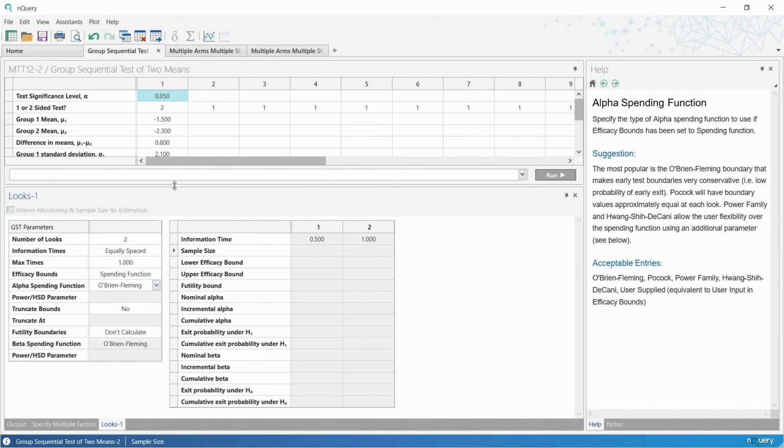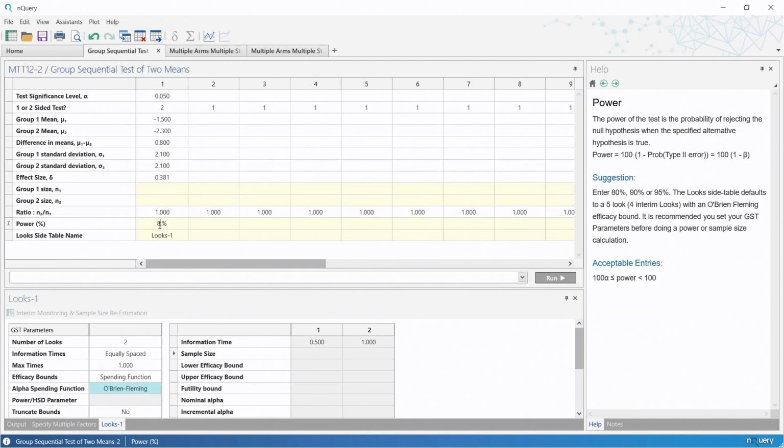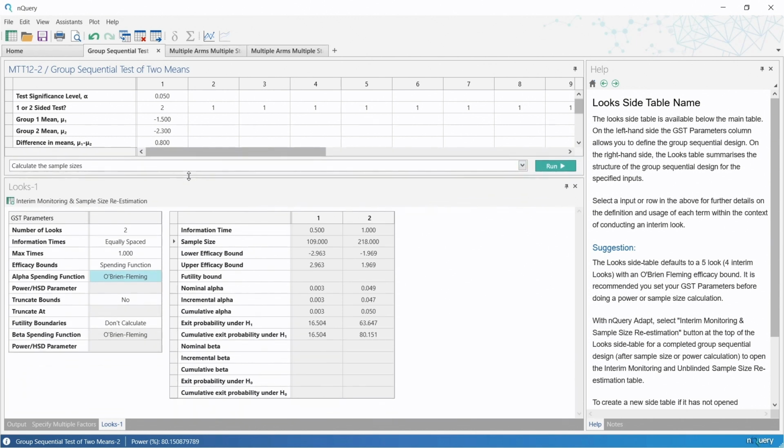Having replicated the rules of their group sequential design, we will now enter a power of 80% into the main table, giving a sample size of 109, which is equivalent to the sample size expected by these researchers. You will see that in the look side table, the right-hand table has now been fully occupied. In this case, we can see that the lower efficacy bound and upper efficacy bound are equal to 2.963.